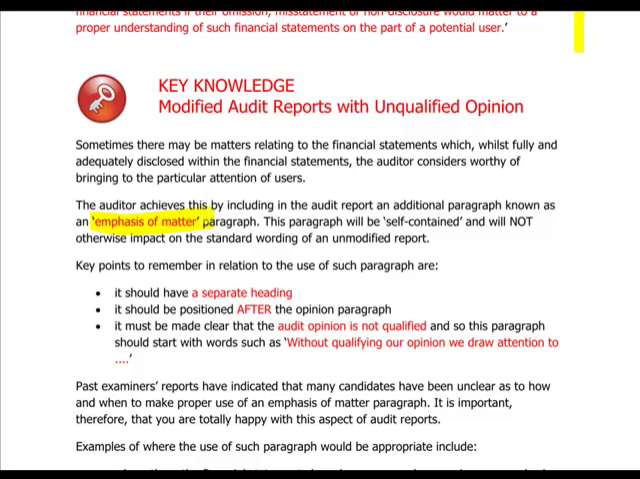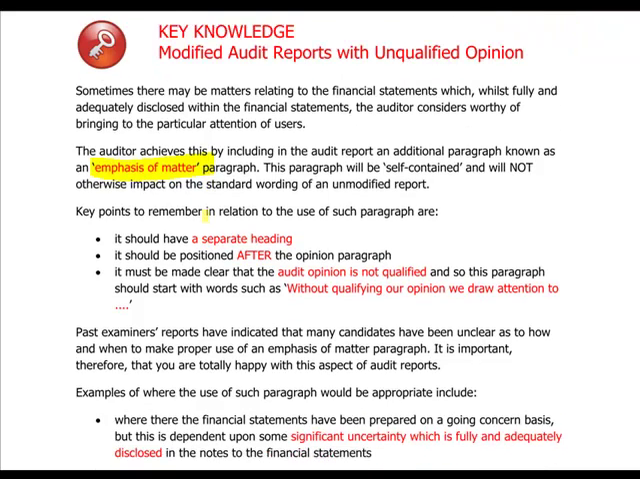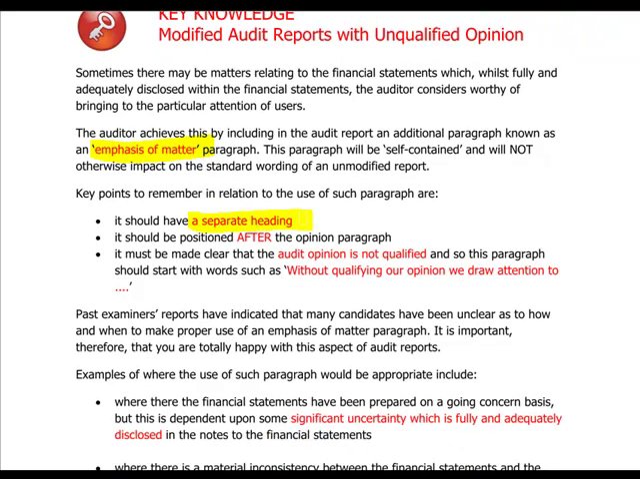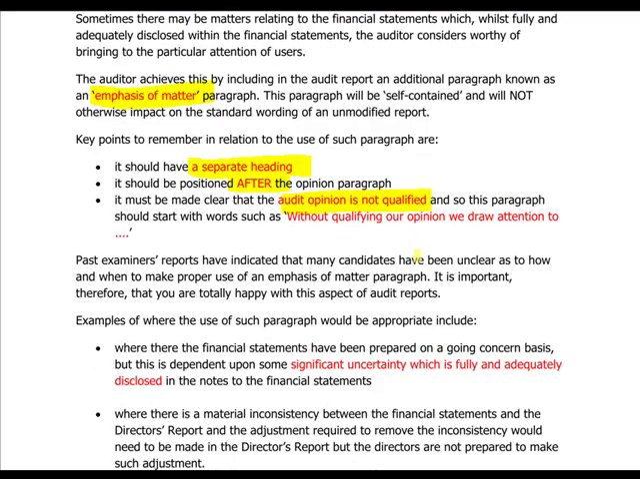This is something usually related to matters that are adequately disclosed in the financial statements, so it will not attract a qualification of the opinion, but the auditor wants to draw the attention of the users of the financial statements to some particular topics. This should be included as a separate heading after the opinion paragraph, and it should make clear that the audit opinion is not qualified based on this.